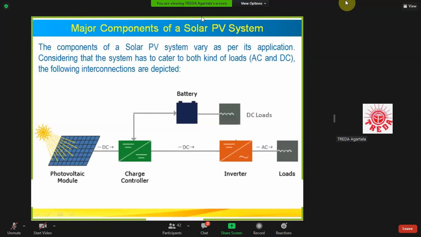And this inverter also, we have so many types of inverter. I will come later on regarding the inverter specification and the types of inverter that are available. Next slide.